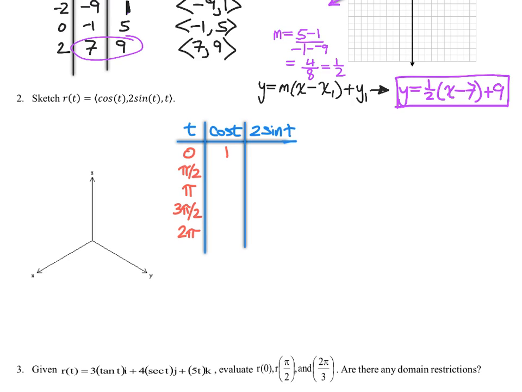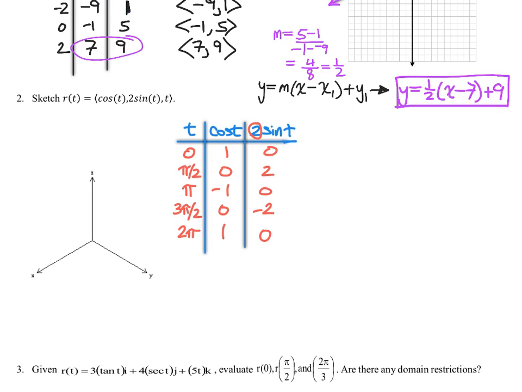Cosine of pi over 2 is equal to 0. Cosine of pi is negative 1. Cosine of 3 pi over 2 is 0, and then back to 1. The distribution for sine is usually 0, 1, 0, negative 1, back to 0, but it's double. So instead of 0, 1, it's going to be 0, 2, 0, negative 2, back to 0.